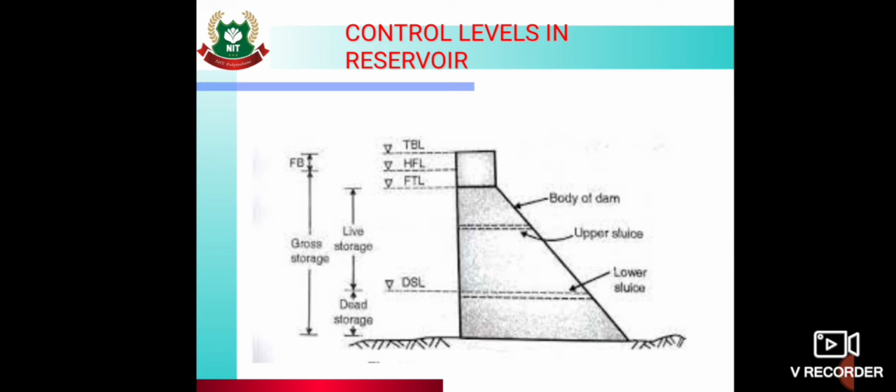Then control levels. So various control levels in the reservoir. This sketch here shows various control levels, and one by one we will discuss those levels now. In this sketch you can see the various levels: top bund level, high flood level, full tank level, then body of the dam, upper sluice, lower sluice, then dead storage level. So dead storage is shown here, above that live storage, and total is gross storage, freeboard. All these levels are shown in this sketch.